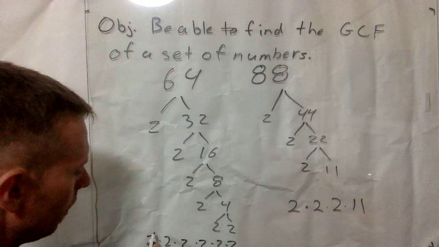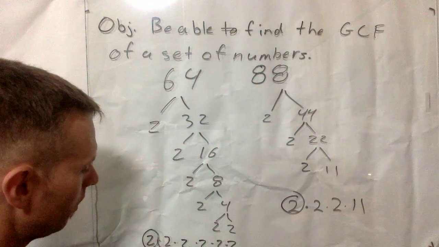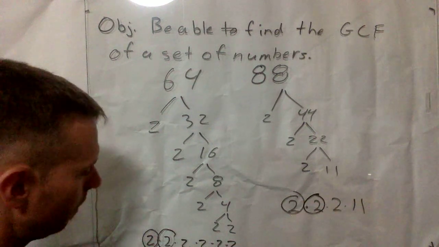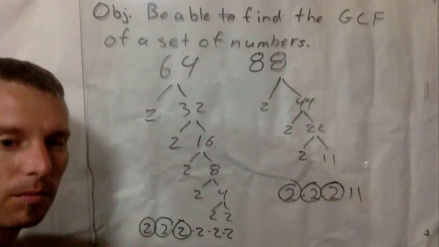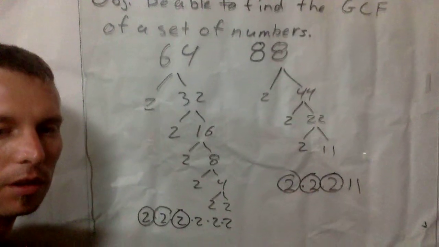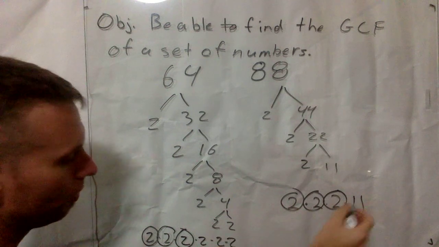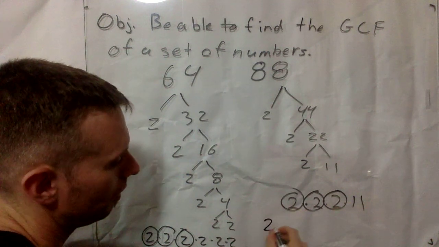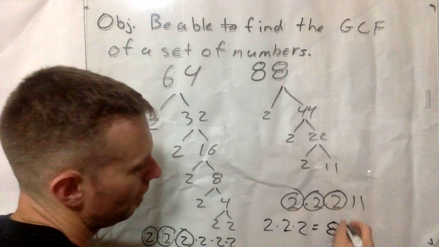All right. So here's a common 2 that they share. Here's another common 2 that they share. Here's another common 2 that they share. Move it down a little bit. Okay, and then there's no more 2's over here, and there's not an 11 over here. So what they share is a 2 times a 2 times a 2, and that gives us 8.